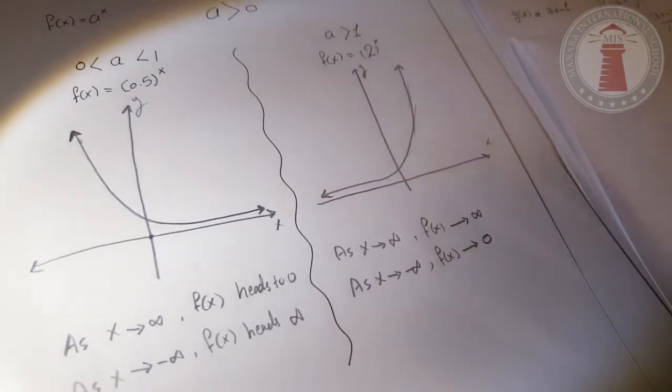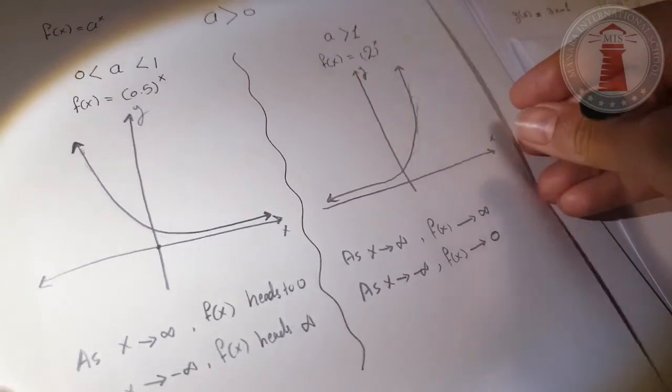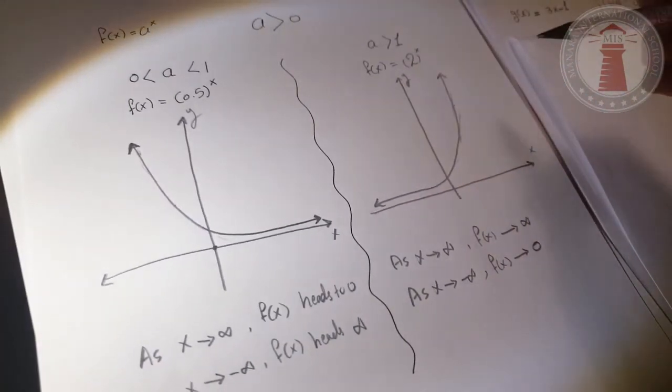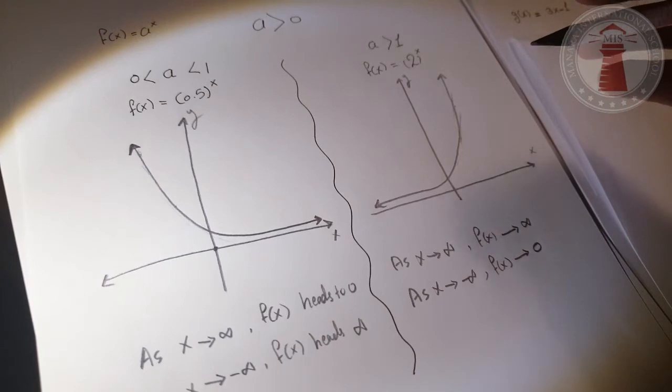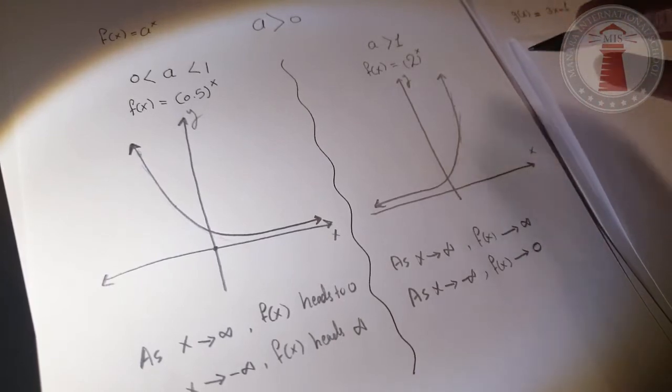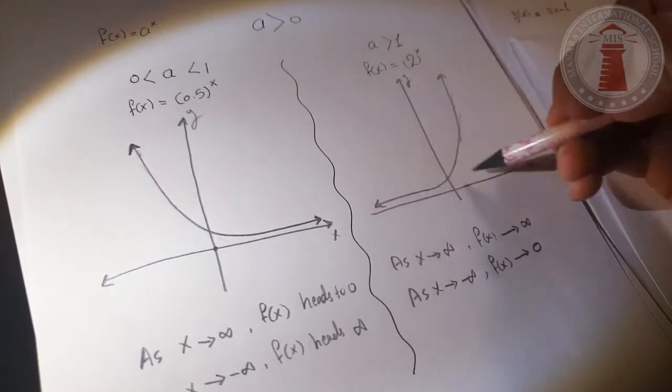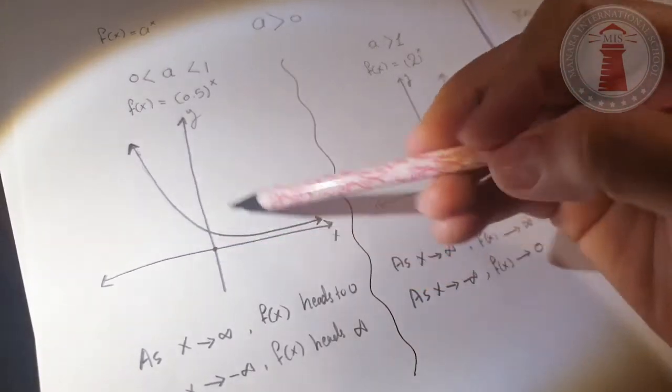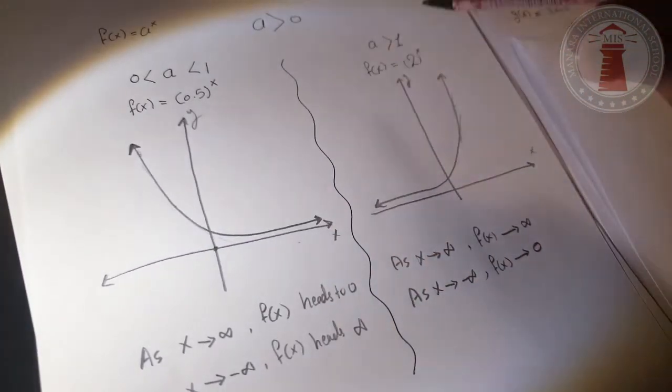Okay, now in general, we have some general points that we'll be talking about, which is this function is always greater than 0. It never crosses the x-axis, no matter what.